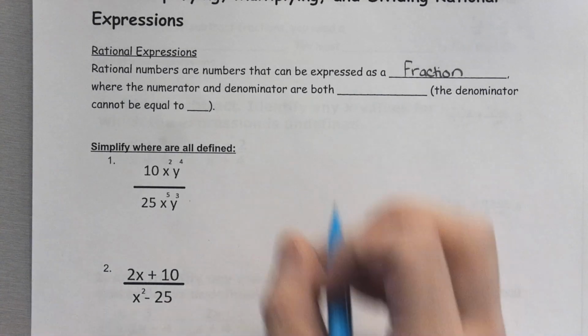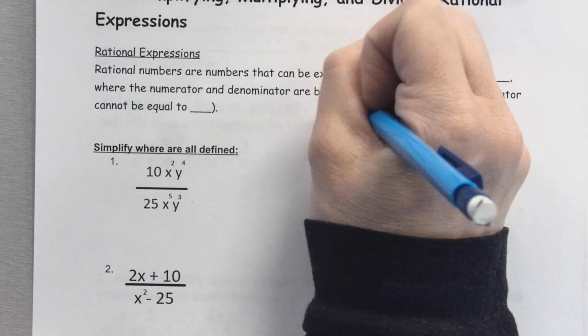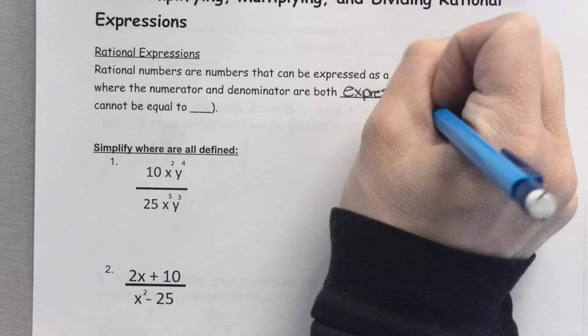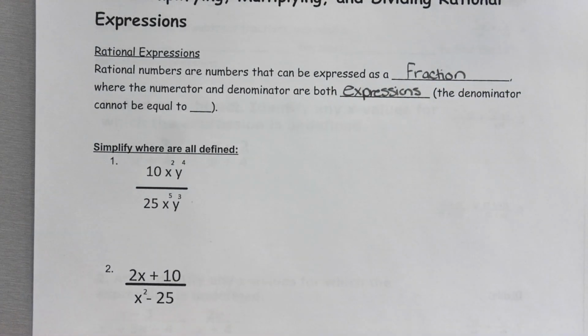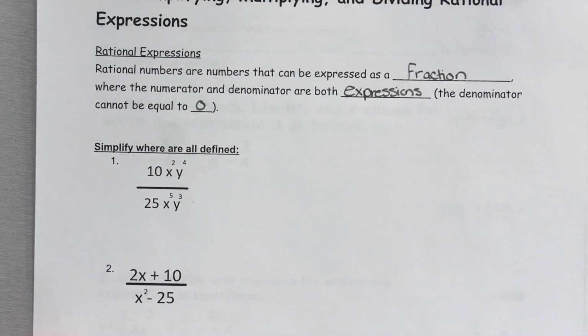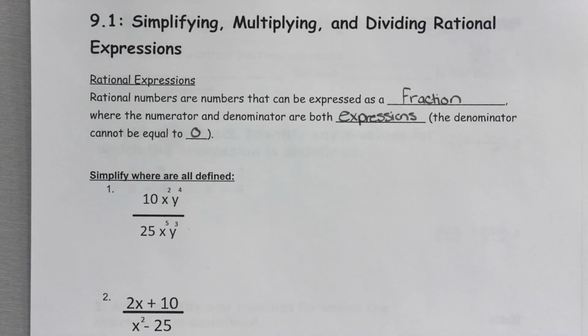So the numerator and denominator are both what we call expressions. So expressions are a combination of letters and numbers. Also, do you remember what's a no-go for the denominator? What can it never equal? 0. So the denominator can never be 0. So we're going to be on the lookout for that. We've got to make sure that we keep our denominator a number other than 0. It can be negative, it can be positive, but 0 is a no-go.